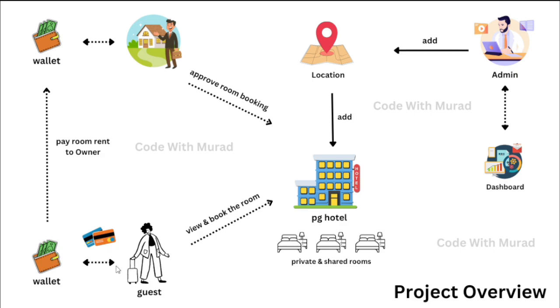Now after adding the money in the wallet, the guest will get the option to pay a month-wise amount to the owner, so he can click the pay button, and that particular amount will get debited from the guest's wallet and credited to the owner's wallet. All the details about the owner, guest, the PG hotel room details, the locations, the PG hotel bookings, the complete thing will be visible to the admin in his dashboard. So this was the basic overview of the project. There are multiple things, and we will see all those functionalities in a few minutes.